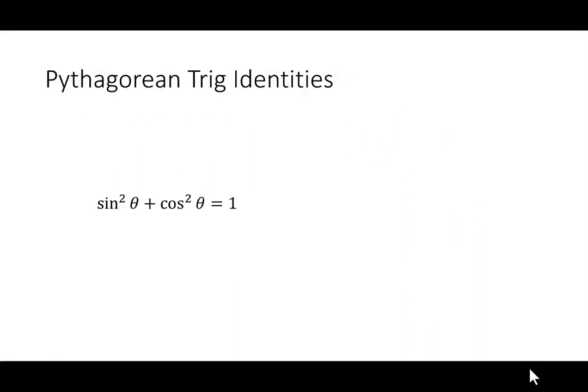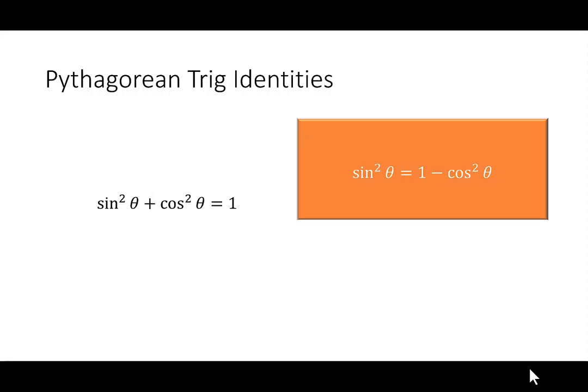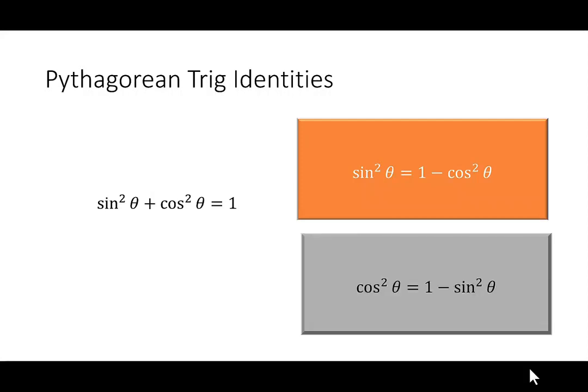What we found here is our first Pythagorean trig identity. Sine squared theta plus cosine squared theta is equal to 1. This is the core identity that will lead to the additional 8 versions to give us 9 Pythagorean trig identities. If we solve sine squared theta plus cosine squared theta equals 1 for sine squared theta, we get that sine squared theta is equal to 1 minus cosine squared theta. If we solve it for cosine squared theta, we get that cosine squared theta is 1 minus sine squared theta.